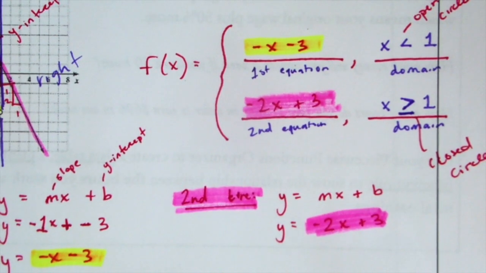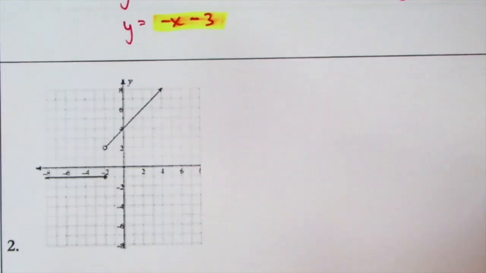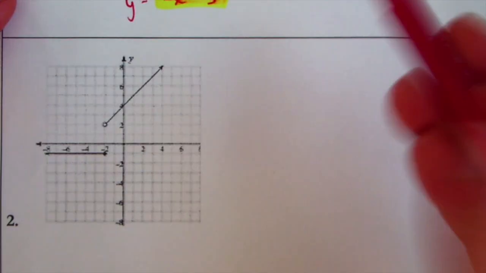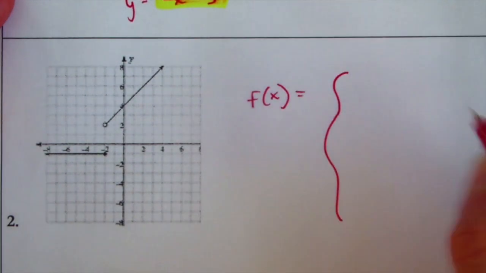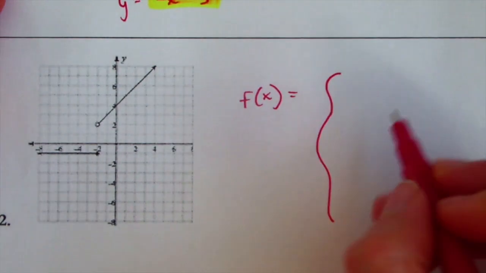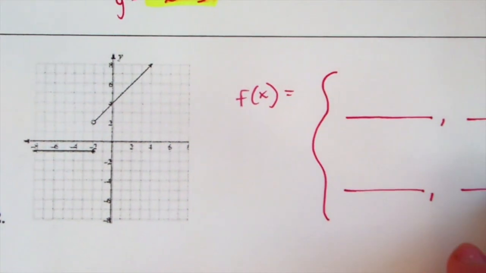I highly, highly encourage you to pause the video and try number 2 on your own, and then press play and check your work. Alright, welcome back. Number 2. We can set it up exactly the same way. That's a weird bracket. We're going to have equation, domain, equation, domain.